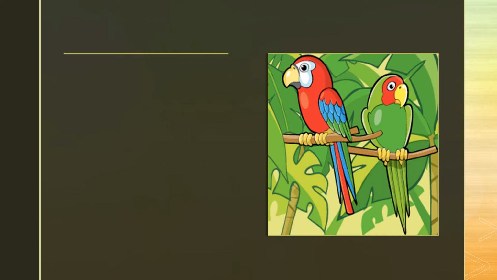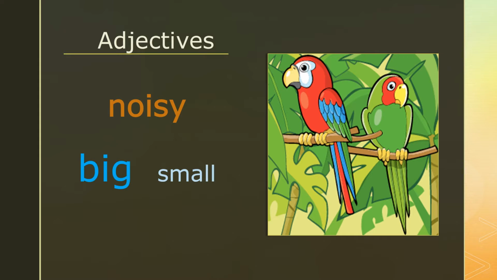I have two parrots here in the picture, the green parrot and the red parrot. So I'm going to use some adjectives to compare between them. So I'll use the adjectives noisy, big, and small. Let's begin to compare between these parrots and see how I can compare between them.